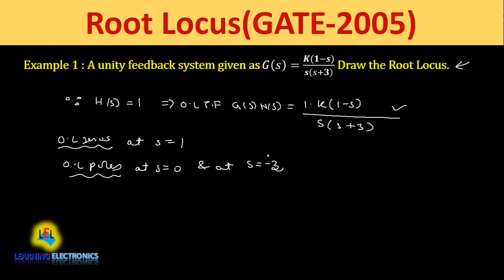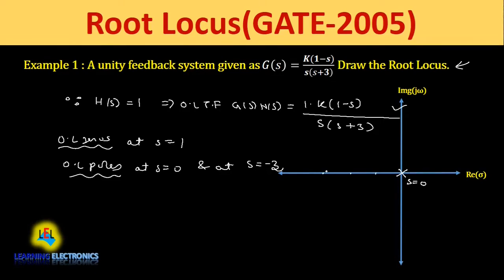Now we will draw the pole-zero plot. To draw it, we have to represent all these poles and zeros on the s plane. First we represent the open loop poles. At s = 0 we have one pole, at s = -3 we have another pole, and the zero is at s = 1.